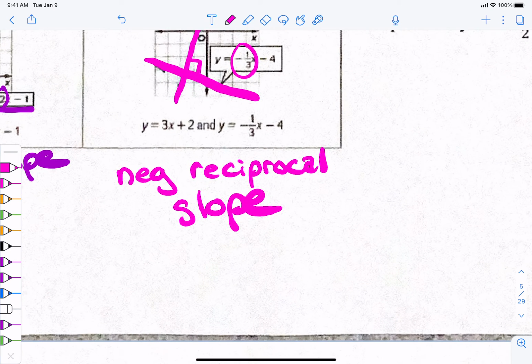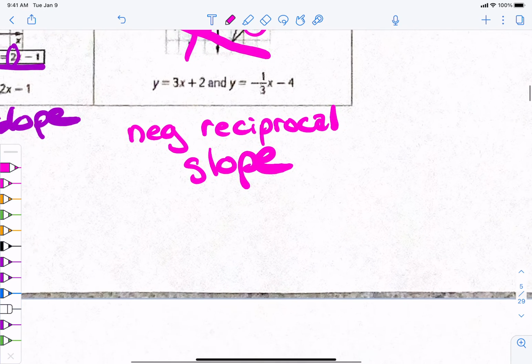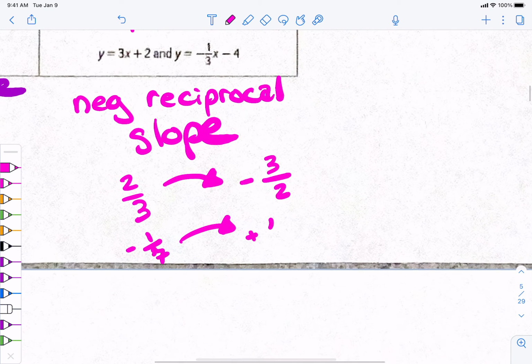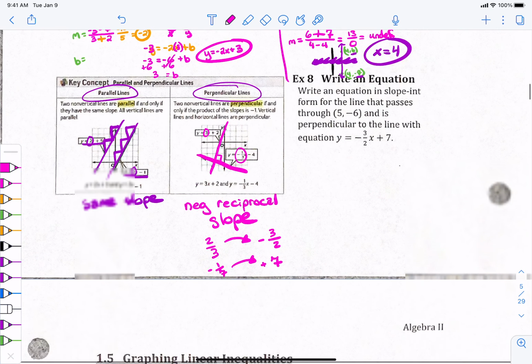Okay, so let's say the slope is 2/3. What will my new slope be? 3 over 2, but negative. Okay, let's say the slope is -1 over 7. It'd be positive 7 over 1, or just +7. Does that make sense? You flip it. Okay, good? All right, let's do this thing here, and then we'll be done.